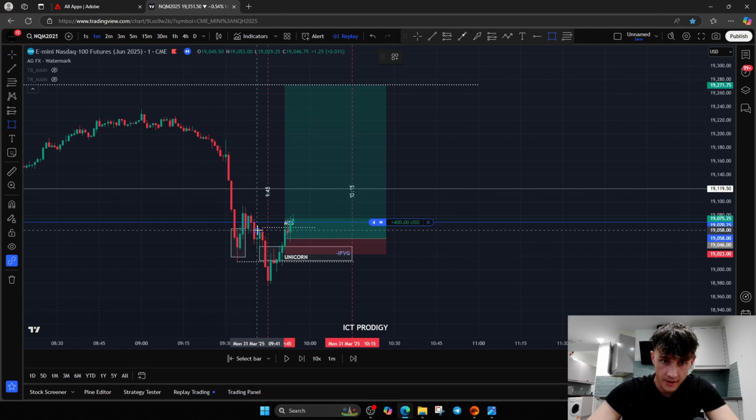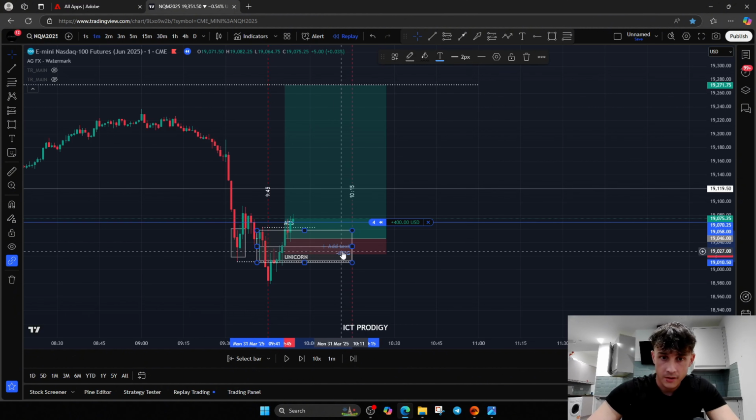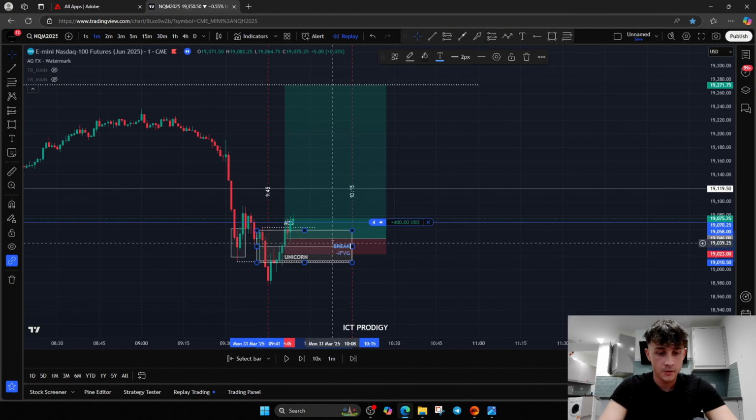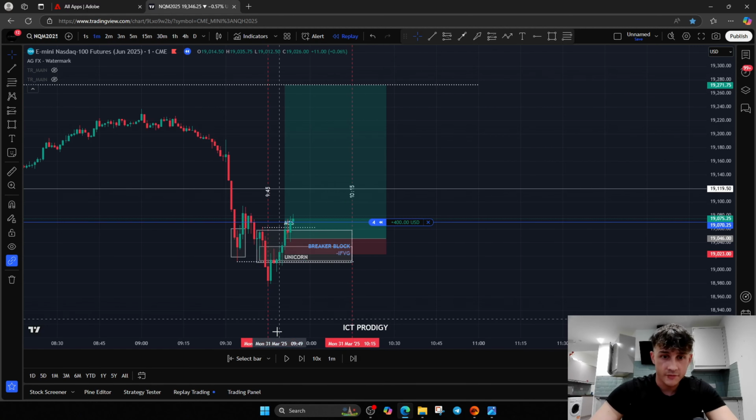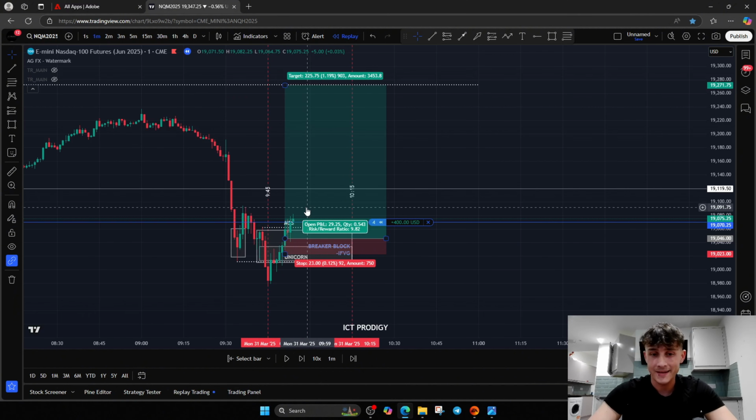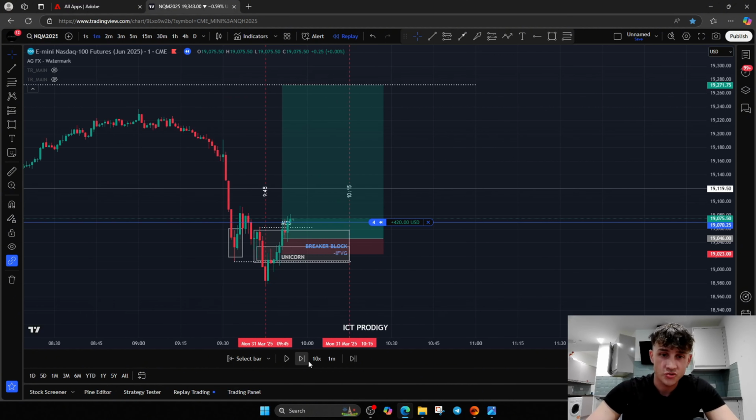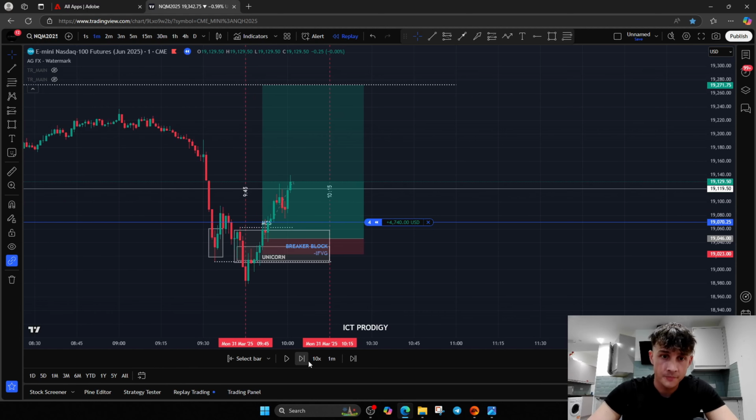And one more thing I just want to mark out is what you have inside of this zone right here. Breaker block, yeah? So you have your breaker block, which you guys should know exactly what that is by now. So you have a breaker block, inversion fair value gap, a sweep of the lows again, and a market structure shift on both NQ and ES. So extremely clean setup. You take this all day long.